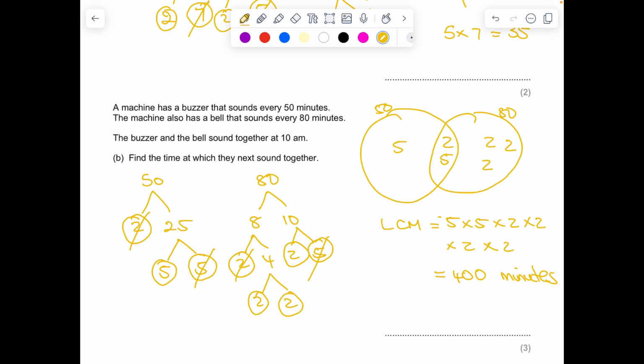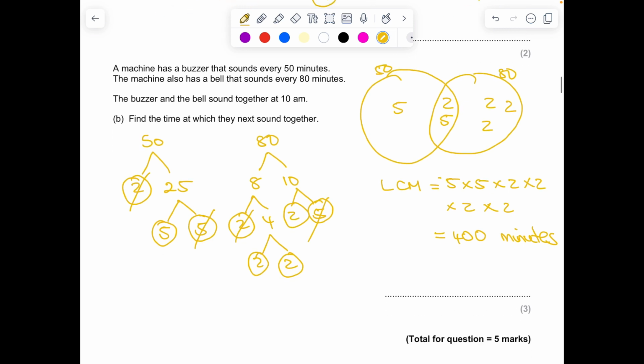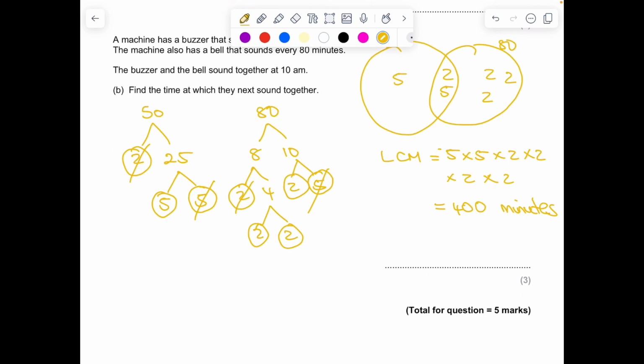But we haven't answered the question. It says, find the time at which they sound together. So they sound together at 10 a.m. The next one is 400 minutes later. And so let's put that into hours and minutes. So 400 minutes is 6 hours and 40 minutes.